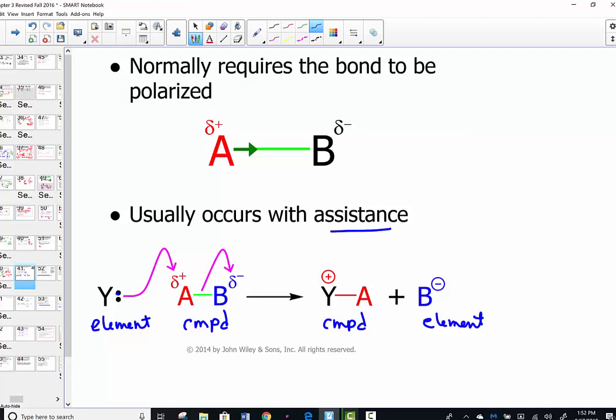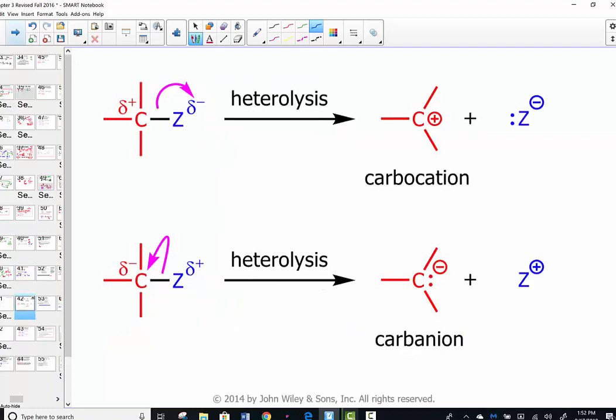If Y has a pair of electrons, it can abstract A and the electrons would collapse in on B, forming a new compound and element. When we see heterolysis resulting in a positive or negative charge on a carbon, we have some vocabulary words for it. Now let's think about what we have going on here.